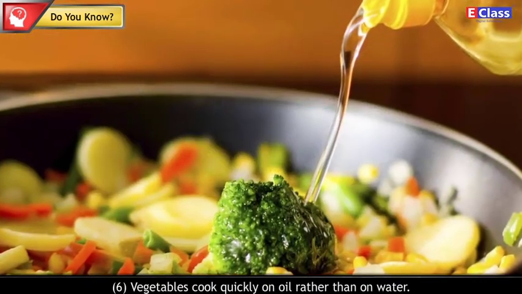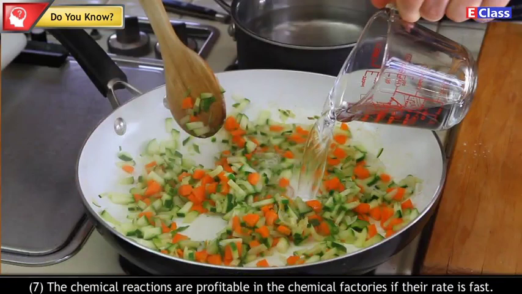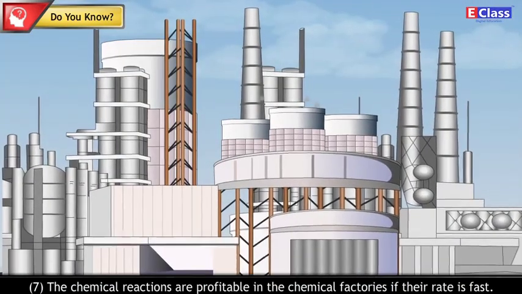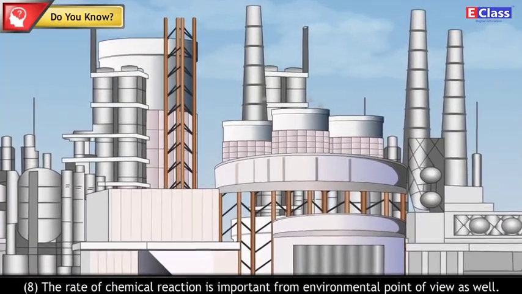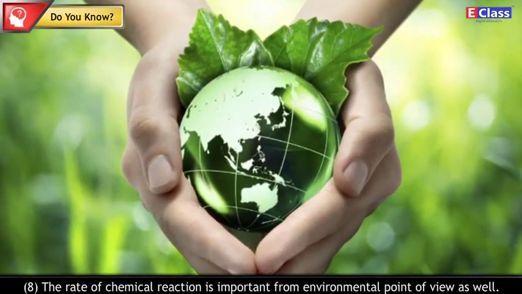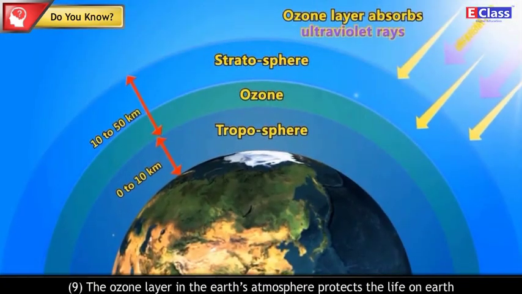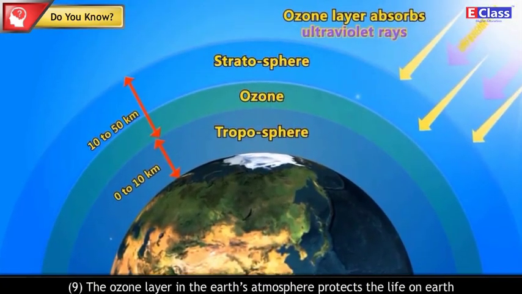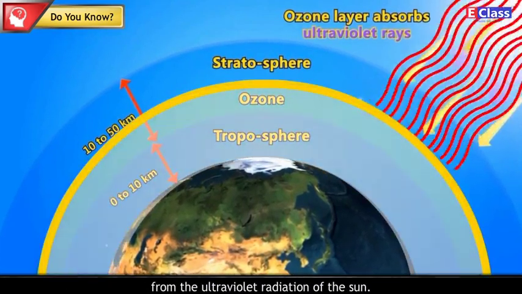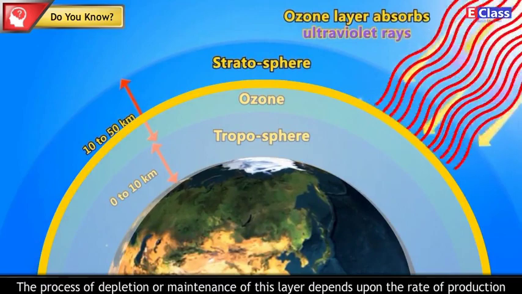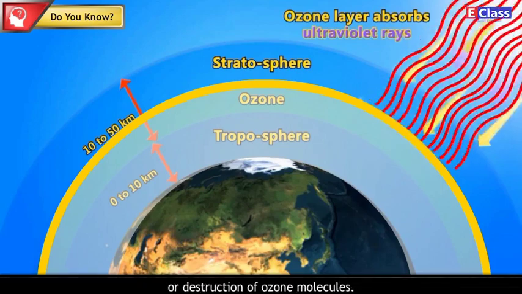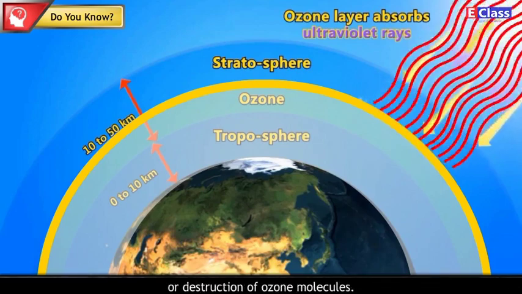6. Vegetables cook quickly in oil rather than in water. 7. The chemical reactions are profitable in the chemical factories if their rate is fast. 8. The rate of chemical reaction is important from the environmental point of view as well. 9. The ozone layer in the Earth's atmosphere protects life on Earth from the ultraviolet radiation of the sun. The process of depletion or maintenance of this layer depends upon the rate of production or destruction of ozone molecules.